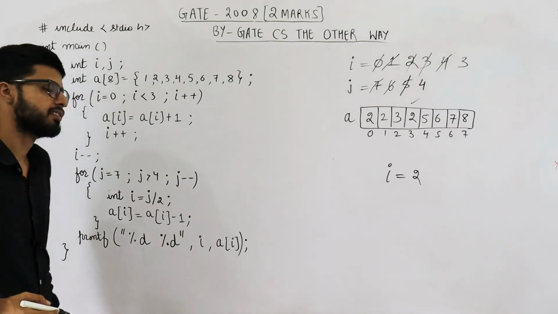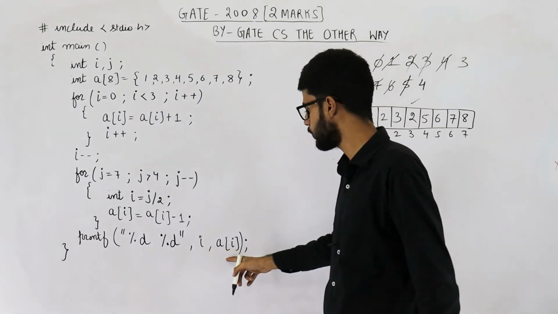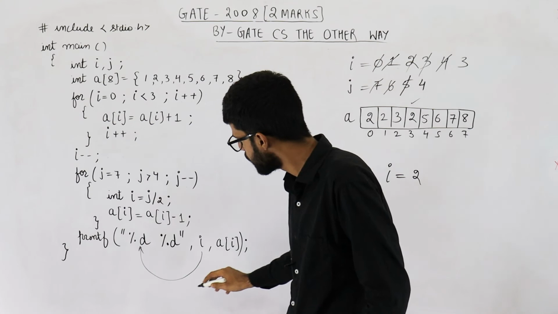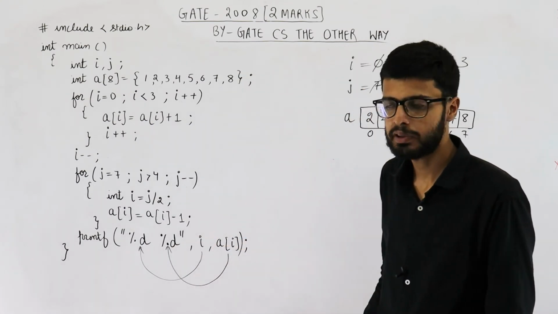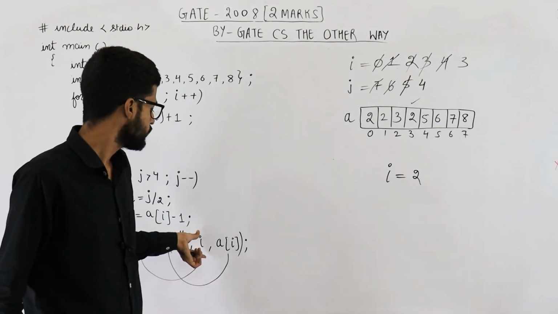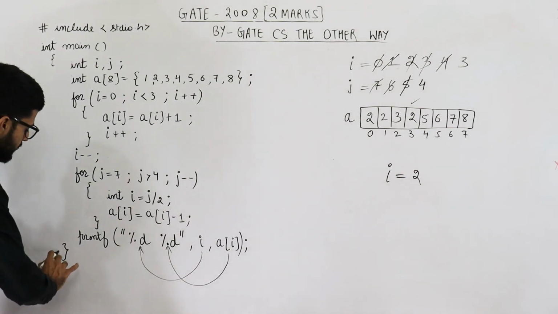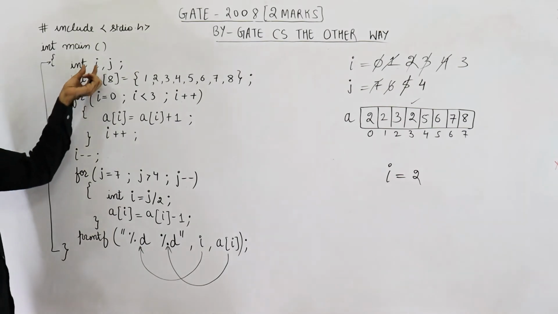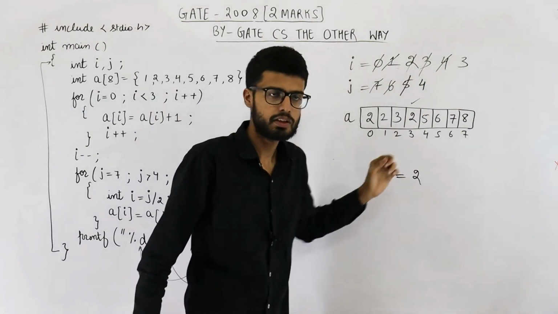That is, this last line has to be executed. printf("%d %d", i, a[i]). So this i will be printed on this %d, and this a[i] will be printed in place of that %d. What is the value of i? First of all, resolve this i. This i will be resolved to the innermost brackets. That means this one. Inside these brackets, you have declared this variable i. That means this one. It is how much? 3.